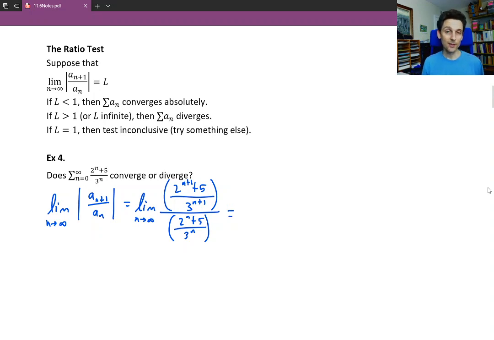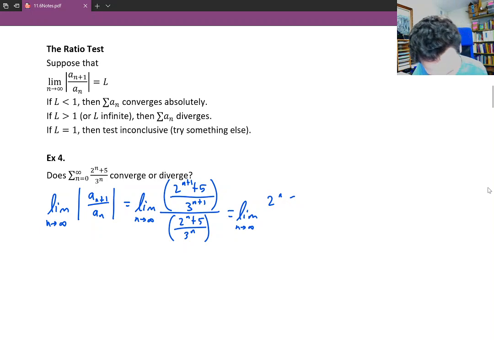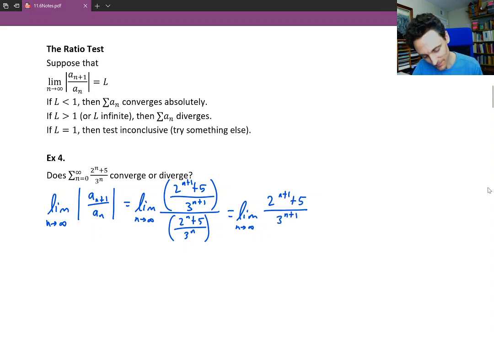And when you divide by a fraction, it's like multiplying by the reciprocal. So we have 2 to the n plus 1, and then times the reciprocal of a sub n. Okay, there we go. Now what we can do is try to simplify.